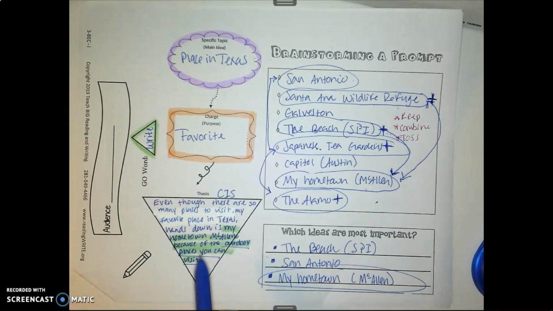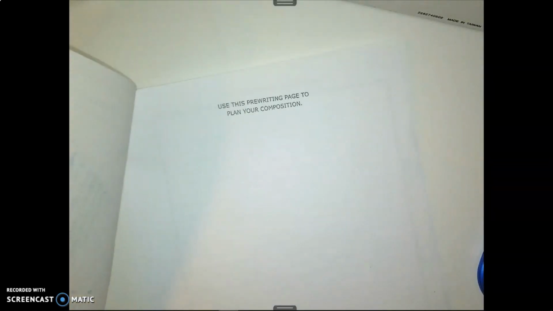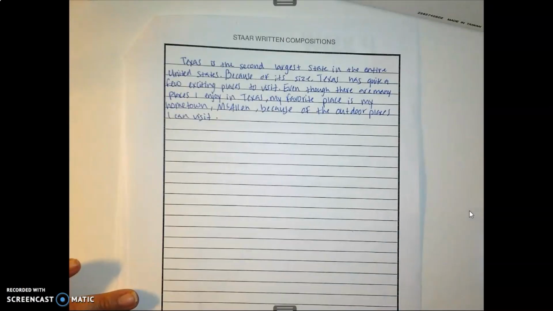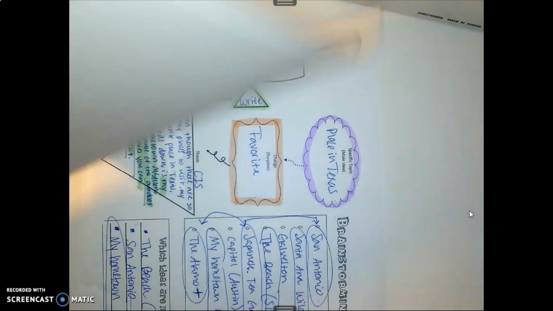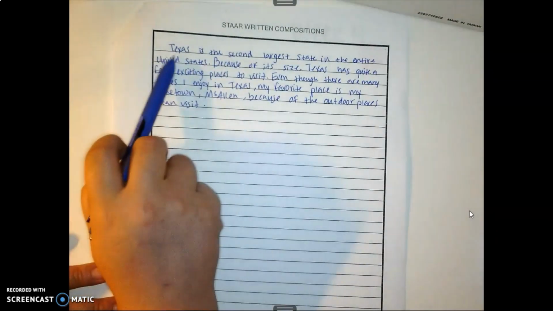So now what I'm going to do is write out my introduction on the lined paper for you guys, because you guys will write it here on the drafting page. But I like to write it here so that you can use it while you're writing. So let me go ahead and get that done. Okay, so now let's read what I wrote. Now, if you remember what I just put down in my brainstorming packet, I did make a few corrections.